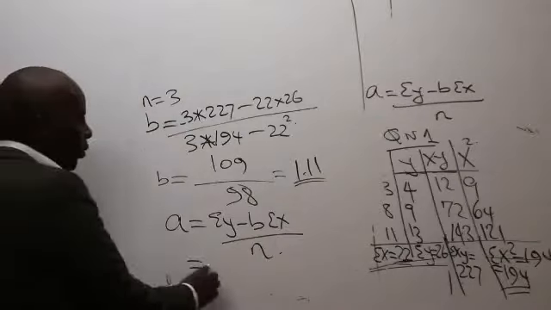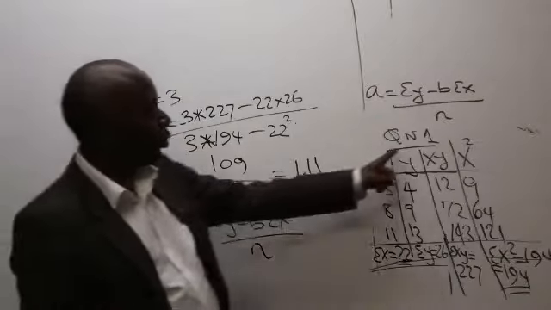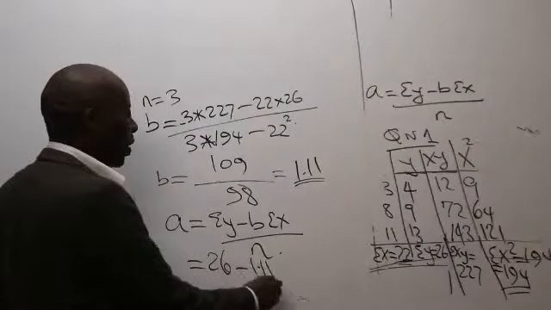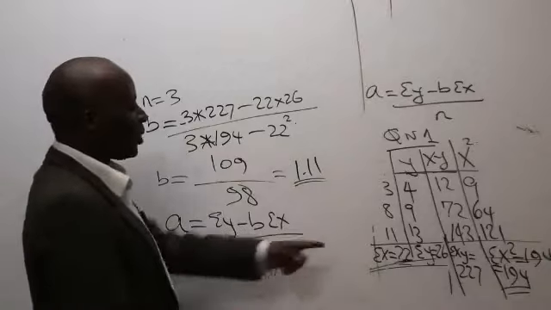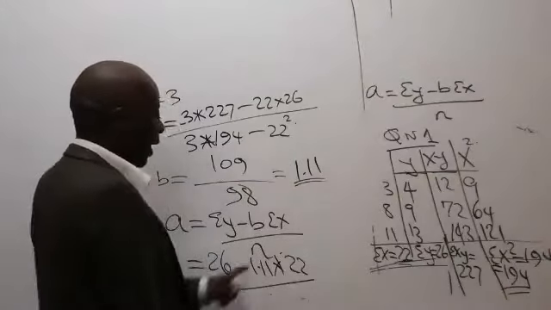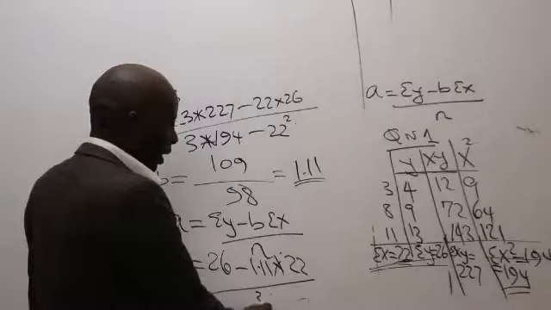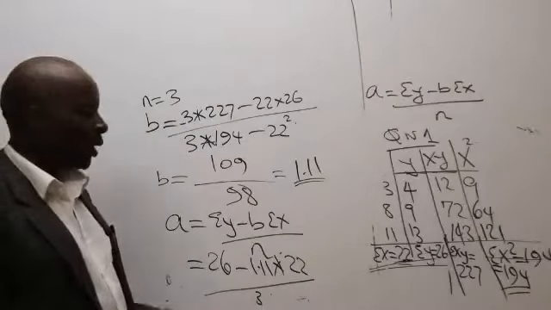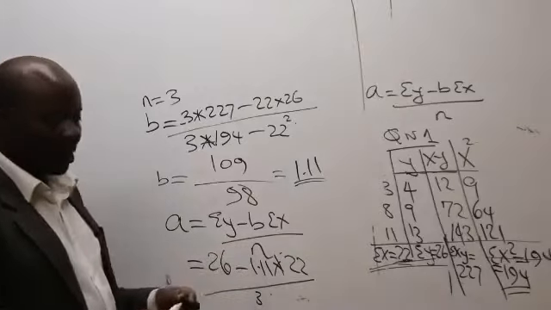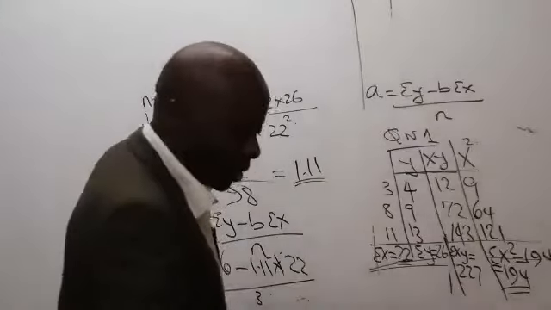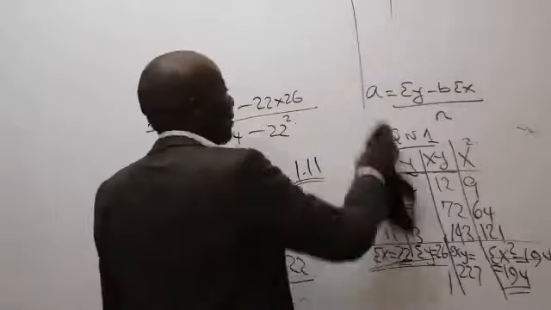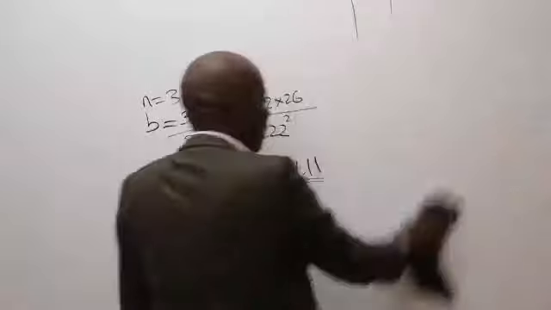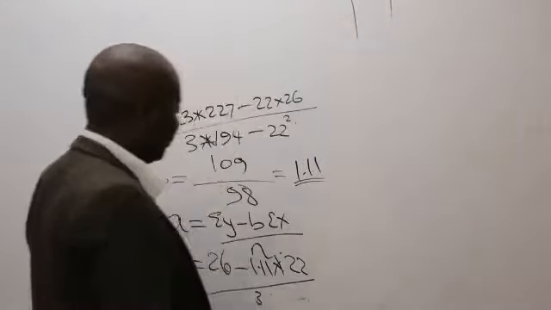So in this particular case, do we have summation of y? Yes, it is 26. 26 minus B, which is 1.11, times summation of x, which is 22, all over n, which is 3. N is 3. So, ladies and gentlemen, could you kindly start by giving me the numerator? Tell me what the numerator is.